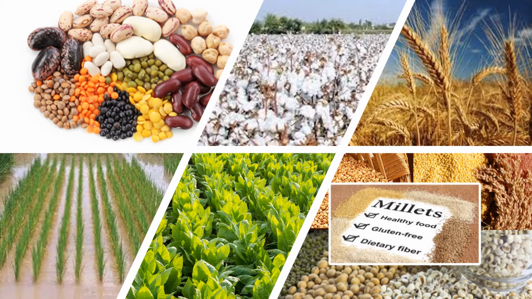Crops like cotton, wheat, rice, pulses, millets, and tobacco can be produced by using fertilizers and irrigation.